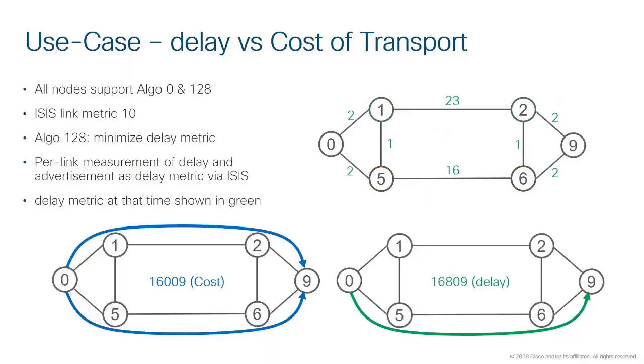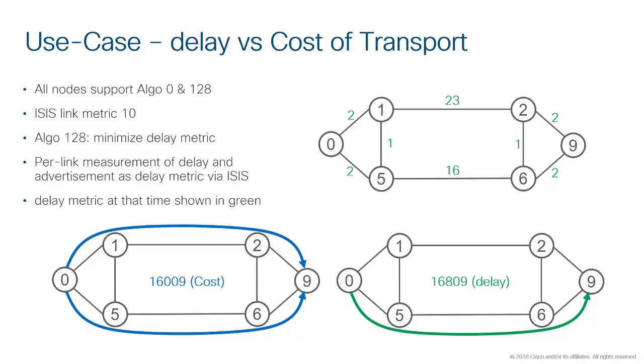The second obvious use case is the delay versus cost of transport. So let's assume this topology. All the nodes are going to be enabled for 0 and 128. Let's assume that all of the ISIS costs are 10. And let's assume that at the time I take the picture, the delay per link is in green. And we will see later on that this is dynamically measured on a per link basis by the router. So it's going to change over time. But at this point in time, it's like this.